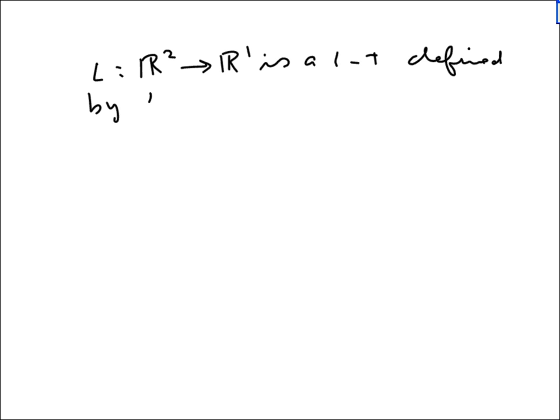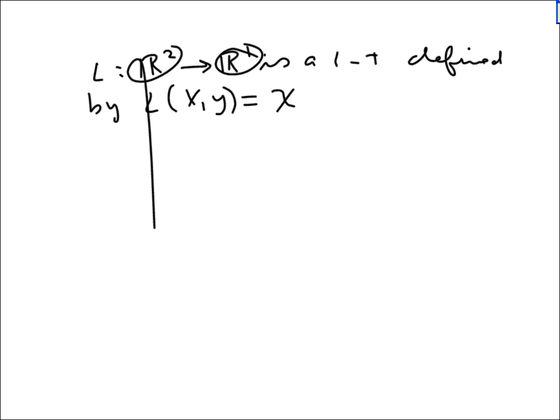Suppose L from R2 into R1 is a linear transformation defined as follows. L of something in R2, call it (x, y), equals something in R1. It equals just x.